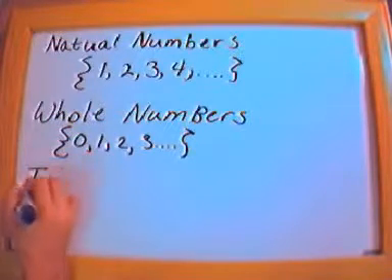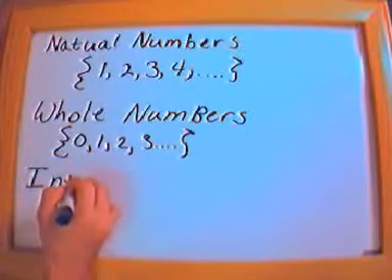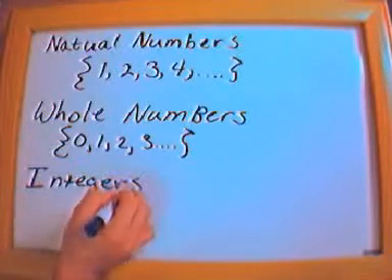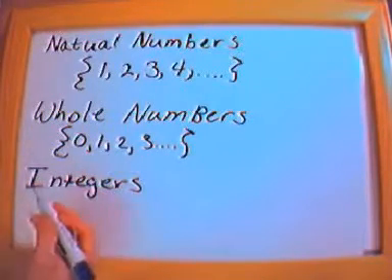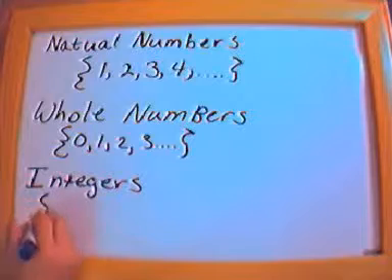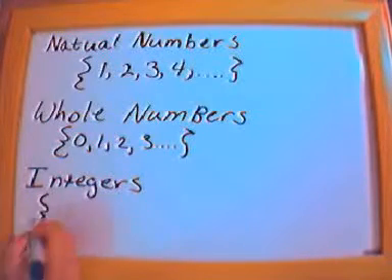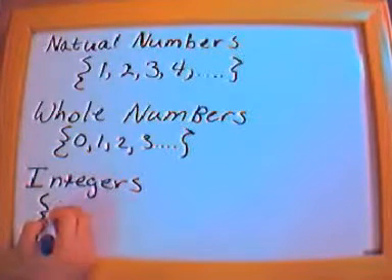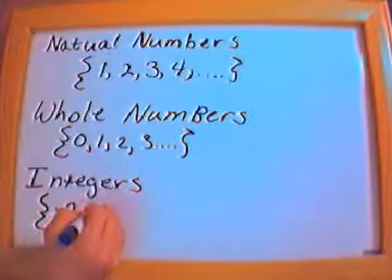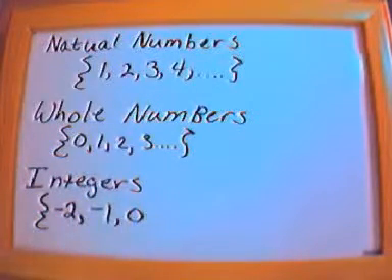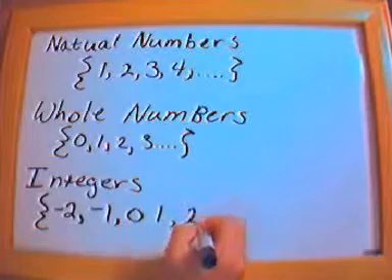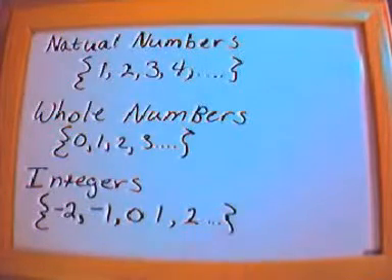Now the next one is actually kind of important. These things are called integers. These numbers are basically the set of positive and negative numbers. You'll hear a lot about positive and negative numbers here in algebra. So the set of integers looks something like {..., -2, -1, 0, 1, 2, ...} and so on on this side. So basically all the positive and negative numbers.